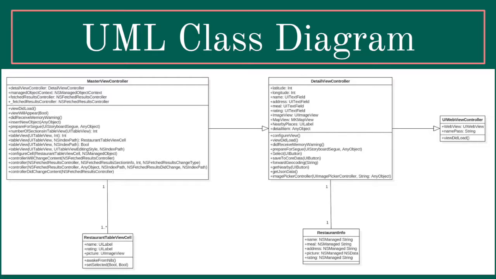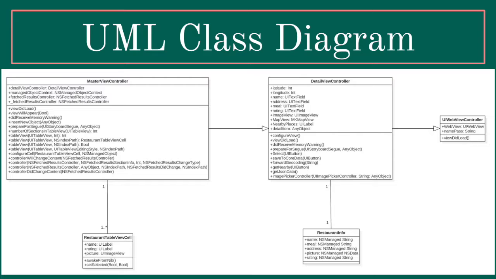This is the UML class diagram I created to model my application. I use the master detail project organization so the user can see their collection of restaurants and then click on a specific restaurant to view or edit its information. The master view controller organizes the table view in its cells. I created a custom cell class called Restaurant Table View Cell, which contains the name of the restaurant, the photo, and the user's rating. This gives the user a nice overview of the restaurant.